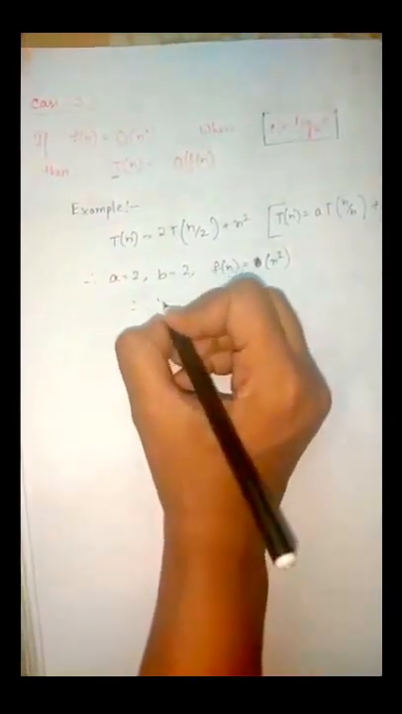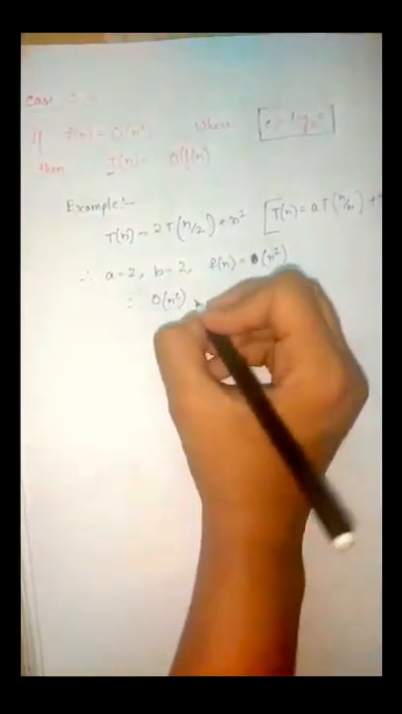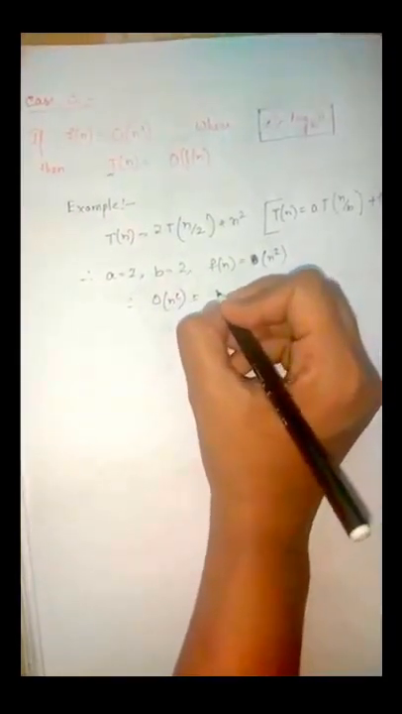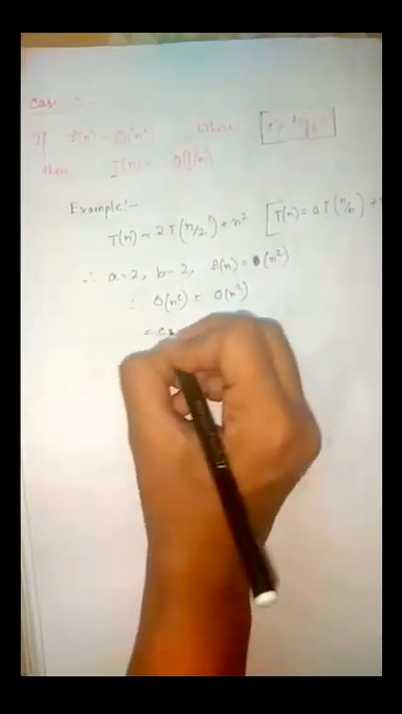T of n is equal to 2T of n by 2 plus n square. Comparing this with a T of n by b plus f of n, here a is equal to 2, b is equal to 2, and f of n will be O of n square. That means, comparing with O of n to the power c, c is equal to 2.